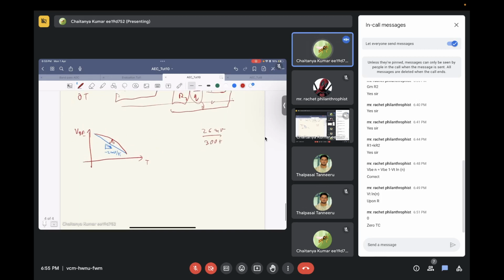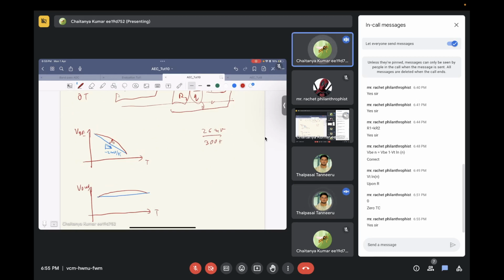So the actual band gap voltage Vout that you get with temperature: in an ideal scenario you should have got a completely flat curve, but you actually get something like this. So basically earlier it was varying by this much amount, now it's only varying by this much amount.